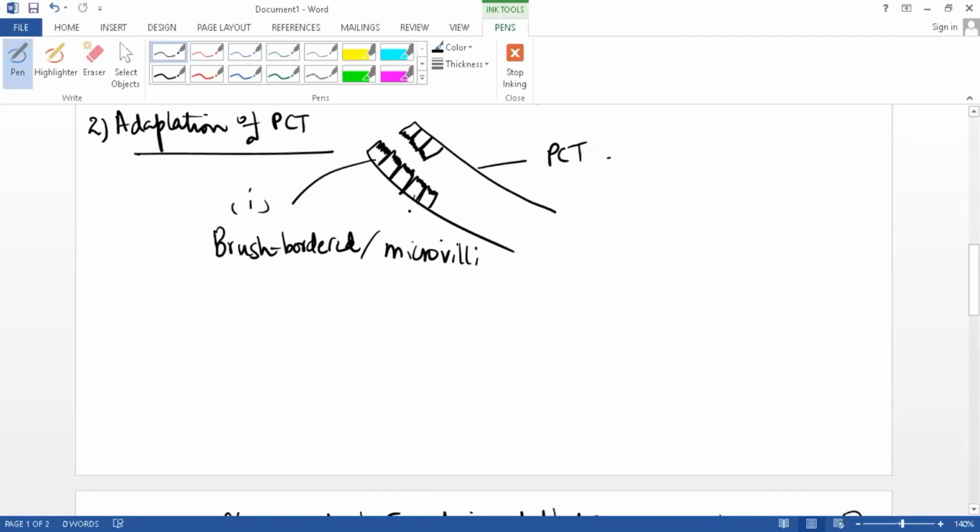Secondly, no gaps, tight junctions. Everything has to pass through the cell. Nothing can pass from between the cells because there is no gap. They're tightly packed.